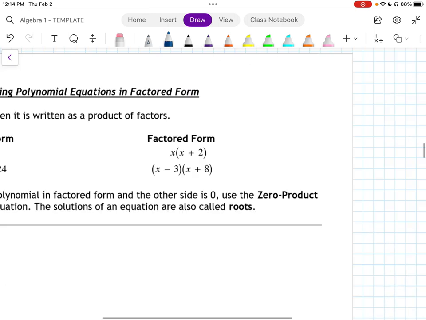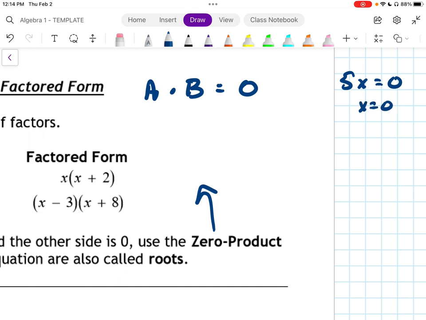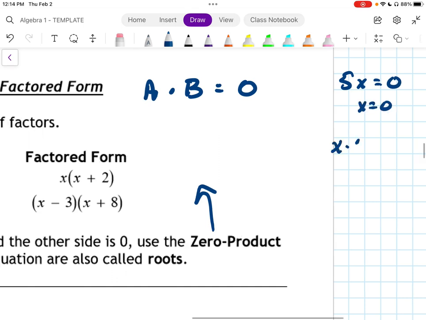All right, the zero product property: if we have two numbers A and B, and we multiply them together, and they spit out 0, right? Any two numbers, and they give 0, you know that one of them or both of them has to be 0, right? If you have 5x equals 0, well, we know that x equals 0. If we had x times 6 equals 0, well, we know that x equals 0. If we have a times b equals 0, then we have that a equals 0 or b equals 0.